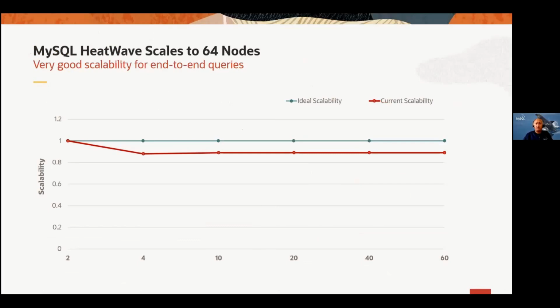All of these constructs I talked about, all of these new queries which are now enabled as a result of the new offloads I talked about, are as scalable. They perform as well on HeatWave as the earlier queries did.